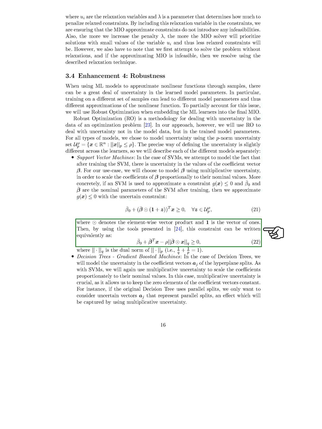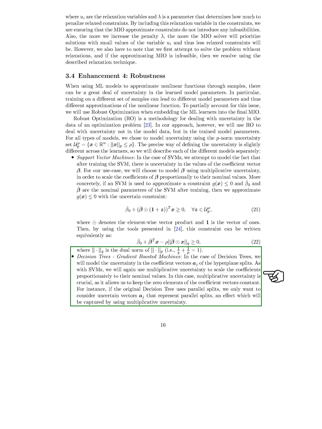For support vector machines, SVMs, we model the uncertainty in the coefficient vector values after training. We use multiplicative uncertainty to scale the coefficients proportionally to their nominal values. If an SVM is used to approximate a constraint, we approximate it with an uncertain constraint. This constraint can be equivalently written using certain mathematical tools.